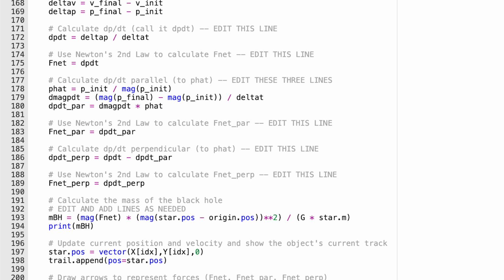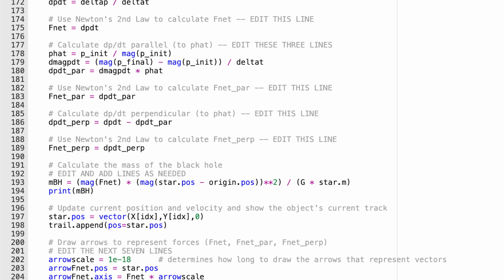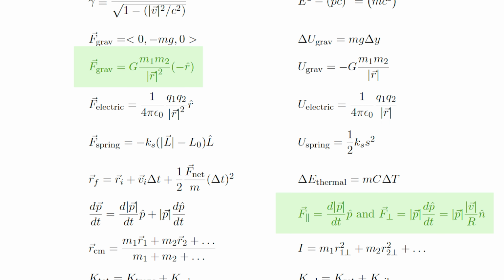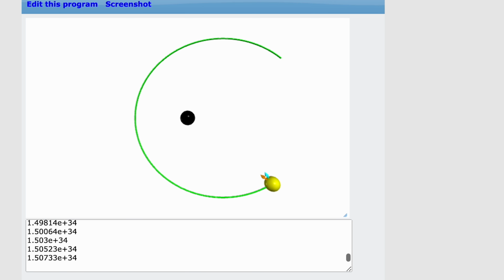Then I did a series of calculations to find the Fnet perp and Fnet parallel, which are seen on screen now. After this, we used the force of gravitation formula to define the mass of the black hole. This value will be calculated at every point of the simulation and printed out into the terminal. I then adjusted the arrows of the forces to accurately show the magnitudes of each of these forces. Then, by running the program, we can see the simulation run and the data populate in the terminal.